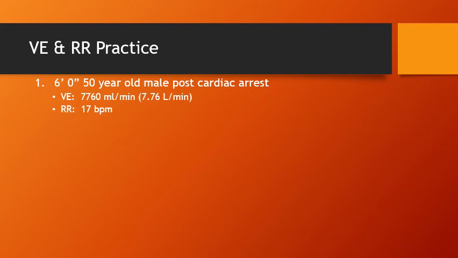Alright, and then for his respiratory rate, you should have gotten a respiratory rate of 17. And the way we get that is by taking that 7,760 milliliters per minute number, dividing that by the tidal volume that we already calculated for him, and that is going to give us a respiratory rate of 17 breaths per minute.